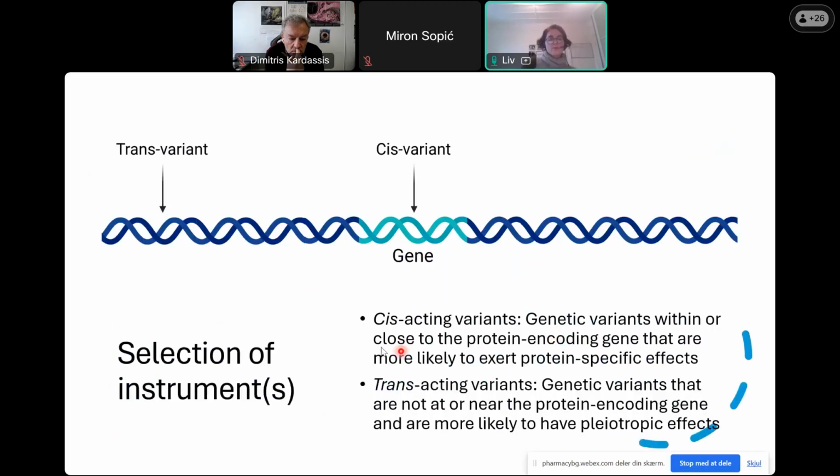Okay. So when you select your instruments for drug target Mendelian randomization, you can either choose cis variants, which are genetic variants that are within or close to the protein encoding gene that are more likely to exert protein-specific effects. You can also choose trans variants, and trans variants are genetic variants that are not at or near the protein encoding gene and are more likely to have pleiotropic effects.